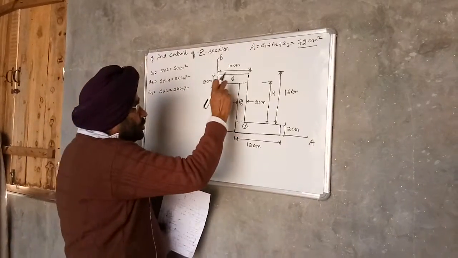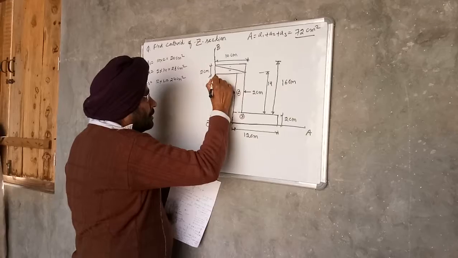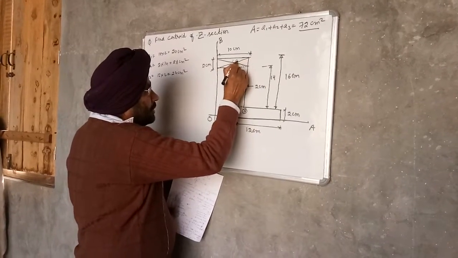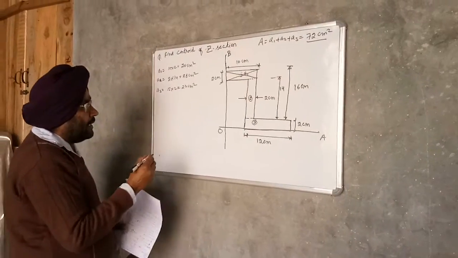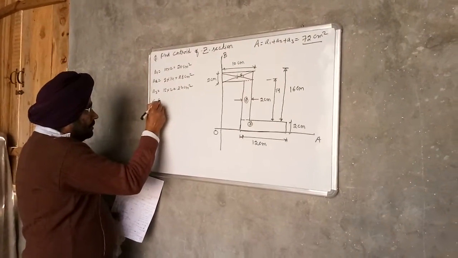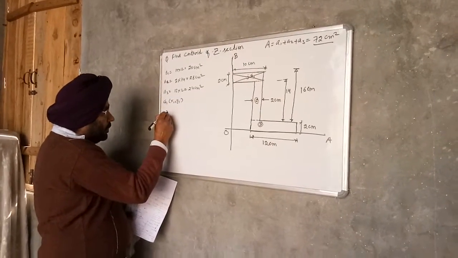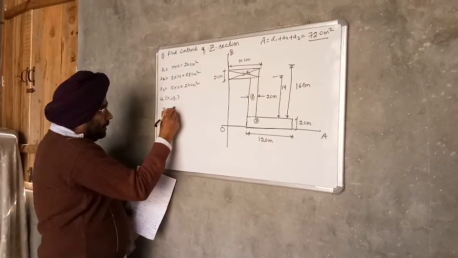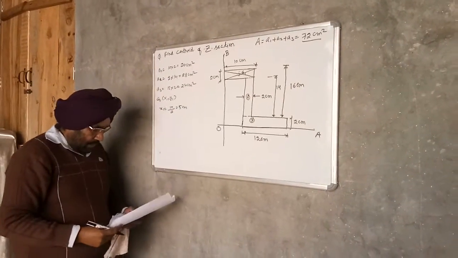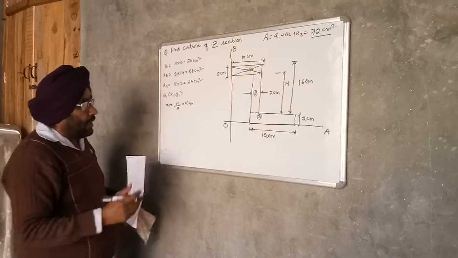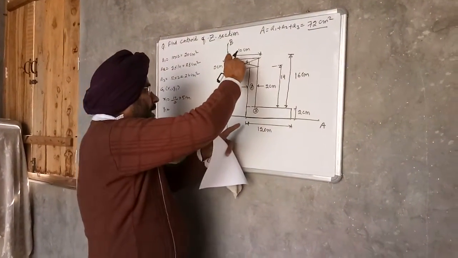So let CG of the first part is G1. This is G1. G1 means CG of the first part. So its coordinates are x1, y1. So x1 is equal to 10 by 2, 5 centimeter. So then y1. So y1 is this distance.